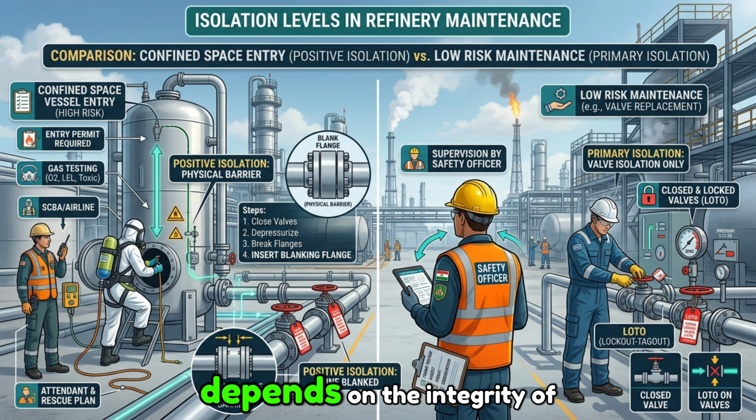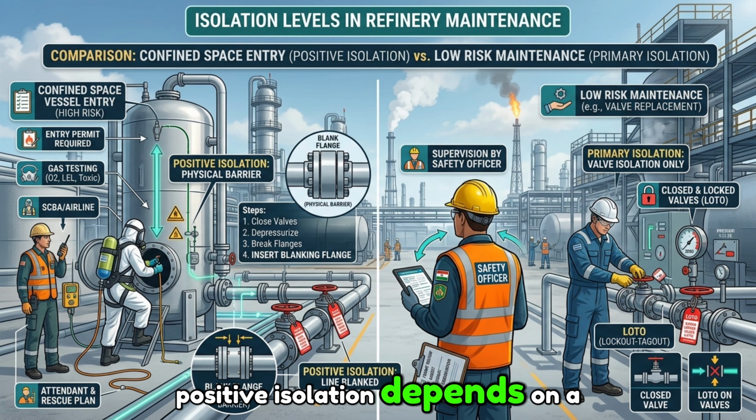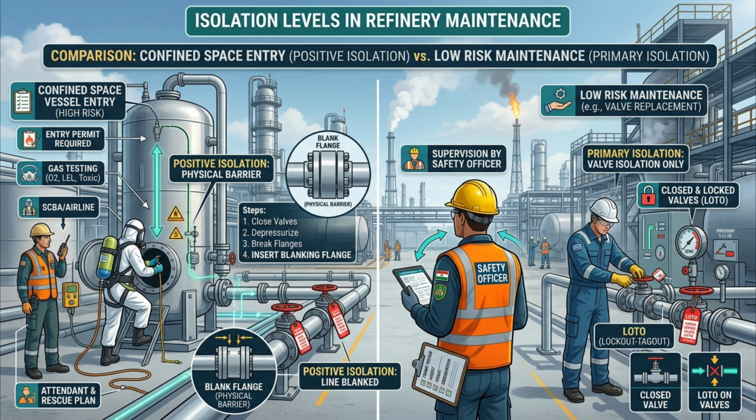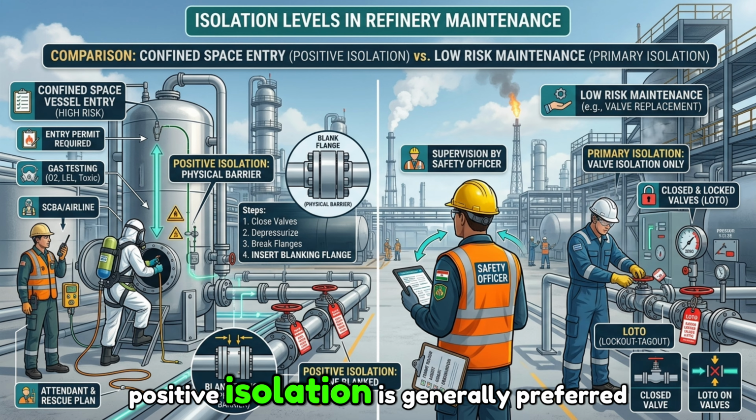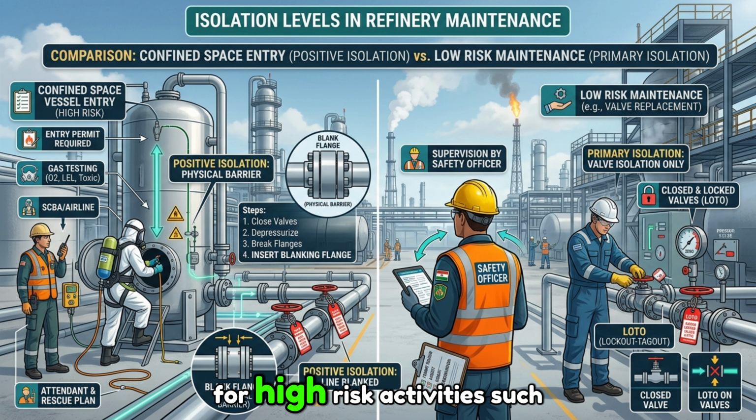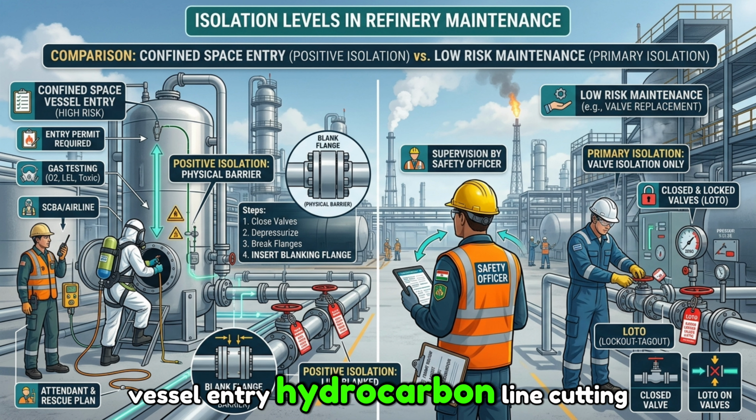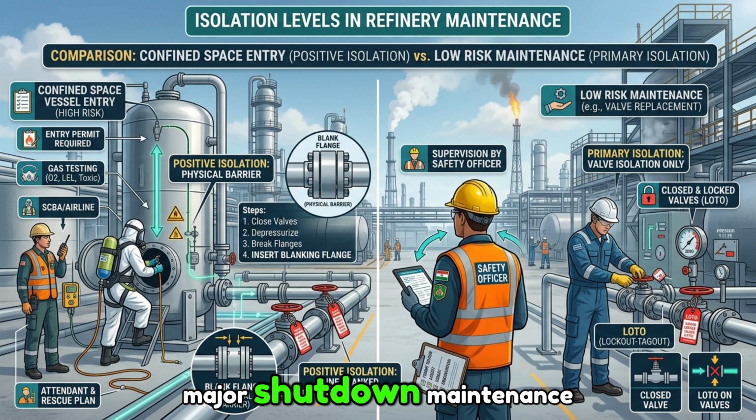Primary isolation depends on the integrity of the isolation valves. Positive isolation depends on a physical barrier. For this reason, positive isolation is generally preferred for high-risk activities, such as confined space entry, vessel entry, hydrocarbon line cutting, major shutdown maintenance, and other critical process work.